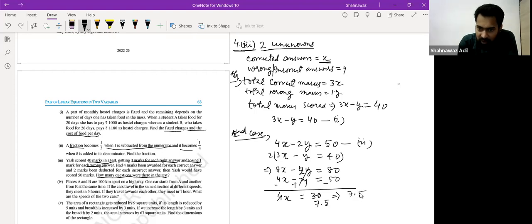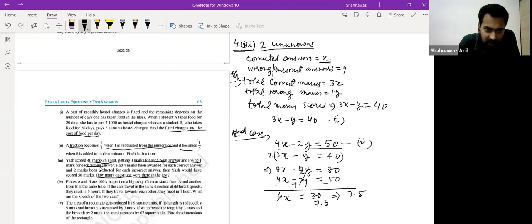7.5. So total correct answers 7.5, how is this possible? Did we miss anything? Had 4 marks been awarded for each correct answer, so 4x, and 2 marks deducted for each incorrect answer, so 2y. 4x minus 2y is 50, right? So the second equation is correct.